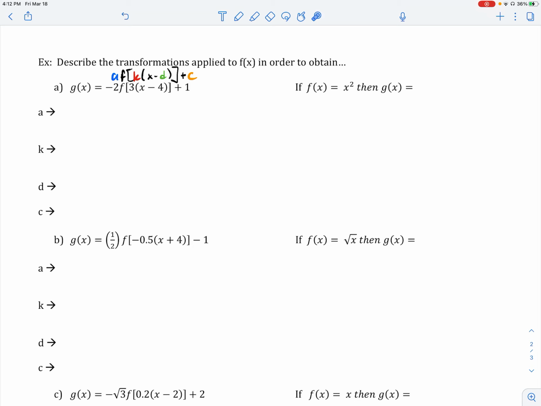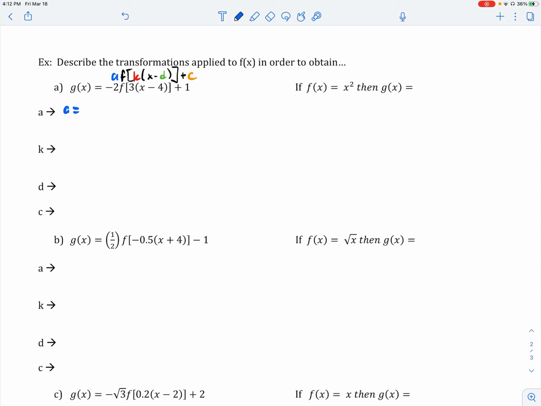So once we can pull A, K, D, and C out of the equation, the rest is really straightforward. So let's begin with this one here. We'll describe the transformations, and then we're going to write out the equation later. Okay, so this here is just telling me what's happening to get g of x. It says I'm going to take f of x, multiply it by negative 2, replace x with 3x minus 4, and then add 1. So anyway, let's state the transformation.